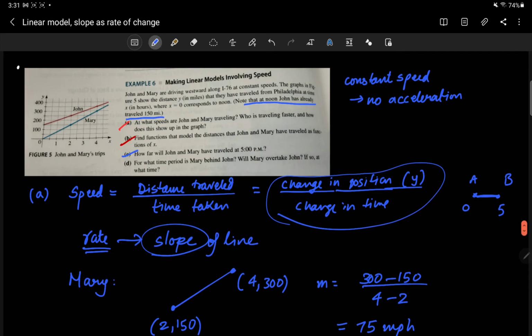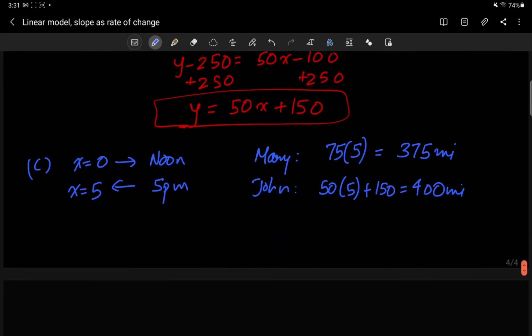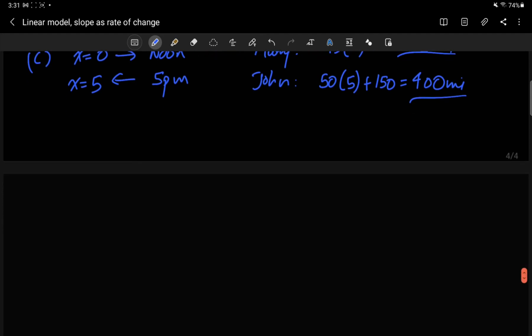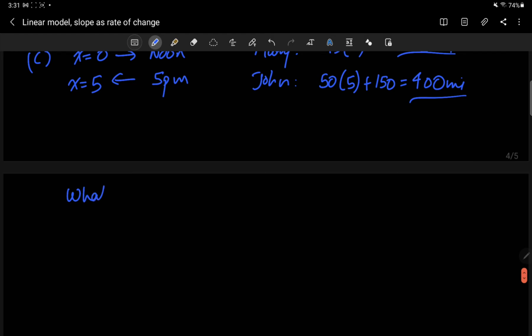It says, for what time period is Mary behind John? Will Mary overtake John? If so, at what time? This is a very interesting question. If you look at part C, we can see that Mary is now only 25 miles behind John. That's at 5 p.m. Now, what does it mean for them to meet?